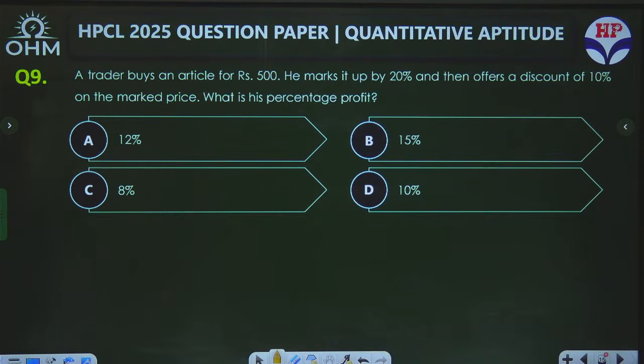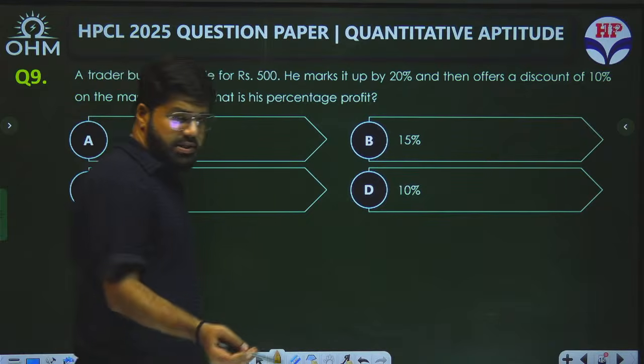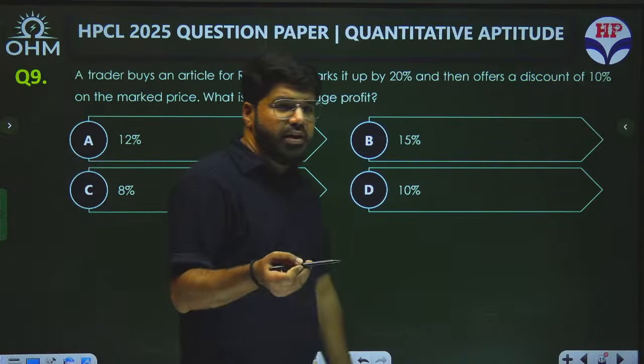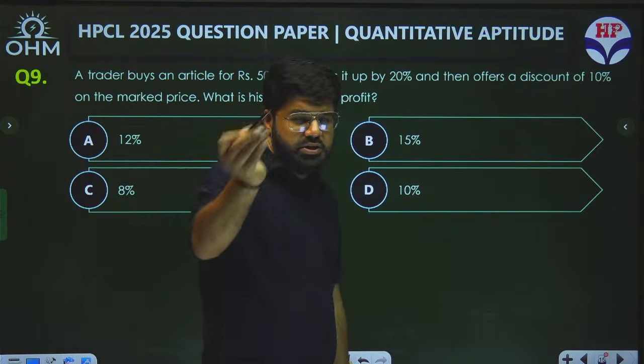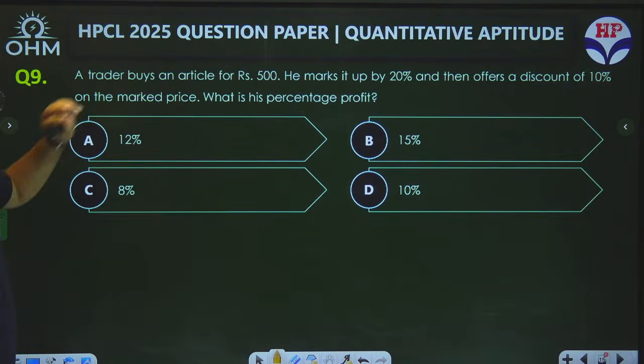A trader buys an article for 500. He marks it up by 20%, and that gives the marked price. Then he offers a discount of 10% on the marked price, because whenever you go to any shop and buy anything, the discount you ask is on the marked price. What is written on the product? You don't know what the cost price of the trader was.